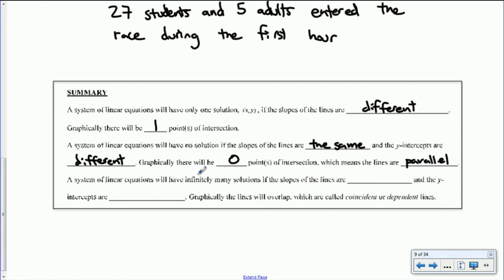A system of linear equations will have infinitely many solutions if the slopes are the same and the y-intercepts are also the same. So graphically the lines will overlap, which are called coincident or dependent lines. Alright, that's it for the day.